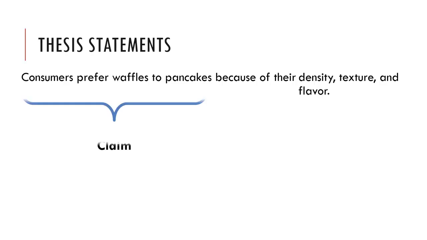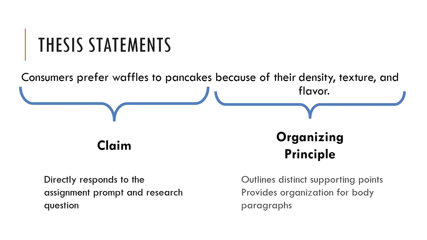Again, we have our claim, and this is the phrase that directly answers the prompt. Consumers prefer waffles to pancakes. Why? Well, here's my organizing principle. These are the supporting points, the reasons that I'm going to then unpack throughout the rest of my paper. And this is the organizing principle for the order in which I talk about them. So I'm going to talk about density first, then texture, followed by flavor. And again, depending on the word count and the complexity of your topic, I may talk about these three reasons in one paragraph each or one section each with multiple paragraphs addressing density, texture, and flavor.